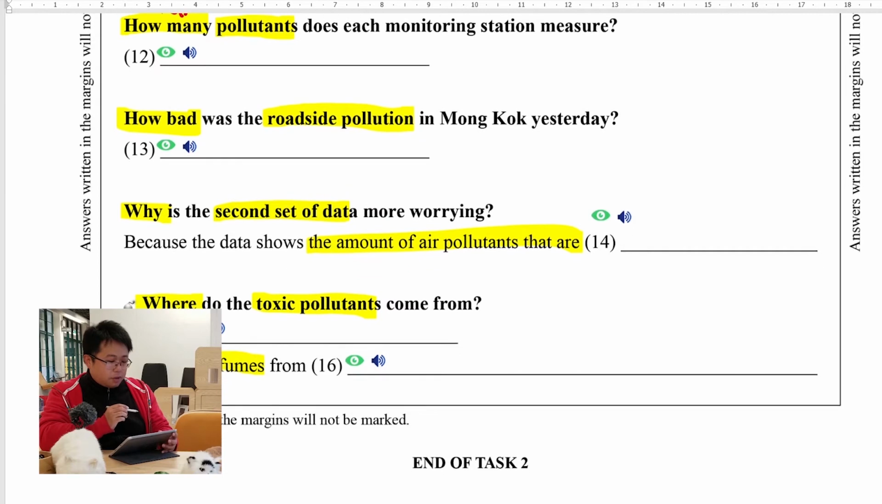And then for question 14, why is the second set of data more varying? The question right here is why. So you would expect something like because of something. And here it gives you the hints because the data shows the amount of air pollutants that are... look for that in the listening. And then lastly, where do the toxic components come from? Where? That means you're expecting some places.